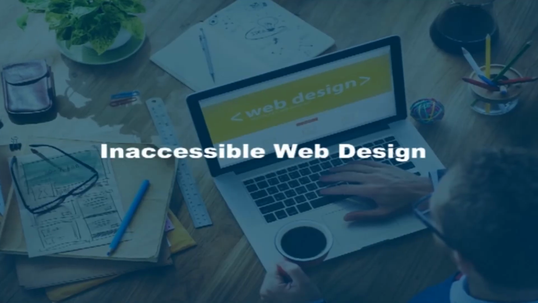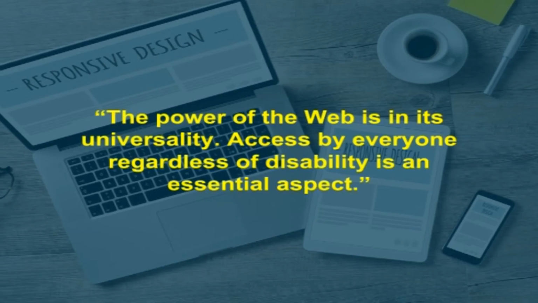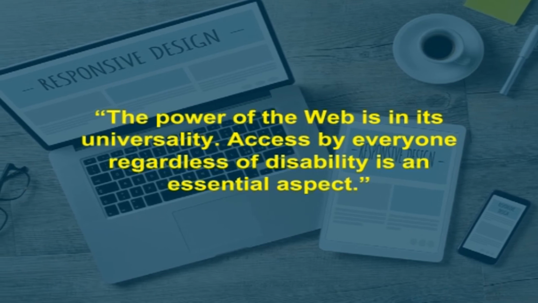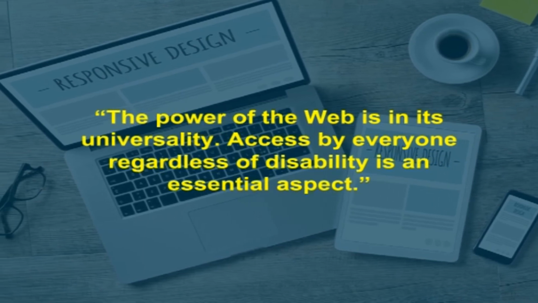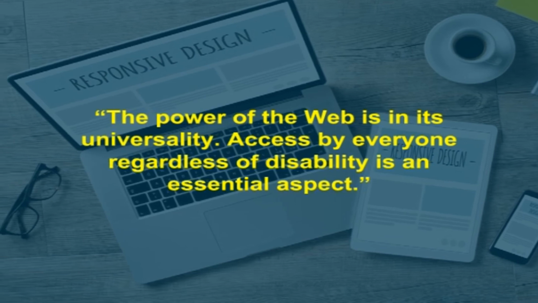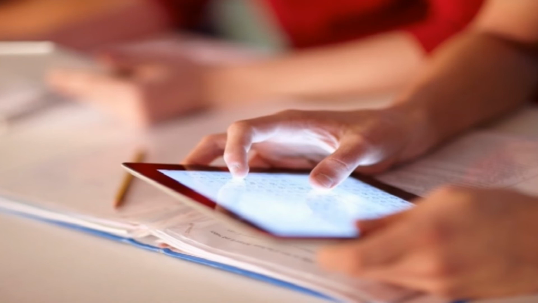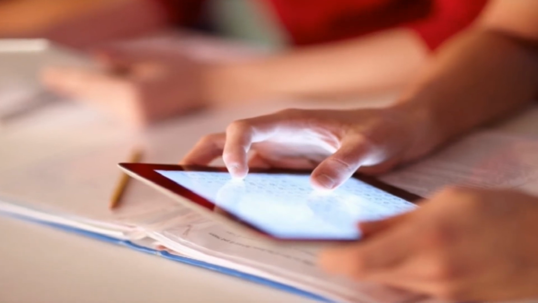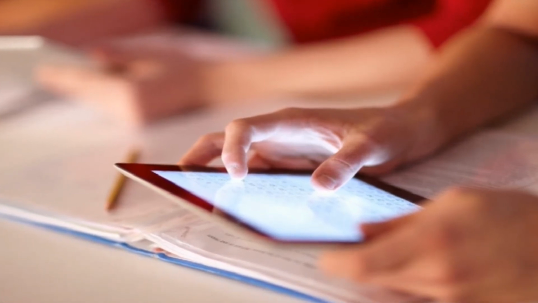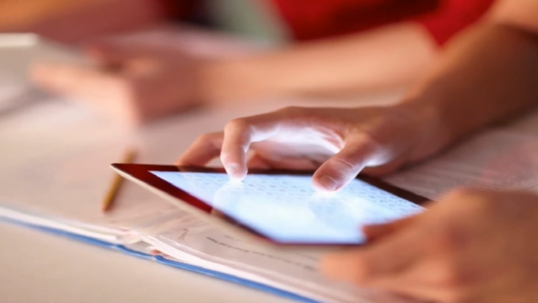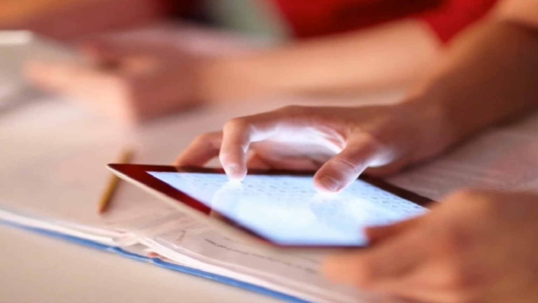The first one is inaccessible web design. "The power of the web lies in its universality. Access by everyone regardless of disability is an essential aspect." This statement has been made by Tim Berners-Lee, the inventor of the World Wide Web and currently the director of the World Wide Web Consortium. Within this context, it can be argued that accessibility is really a matter of providing as many people in as many different situations and from as many different browser platforms with access to web based information.